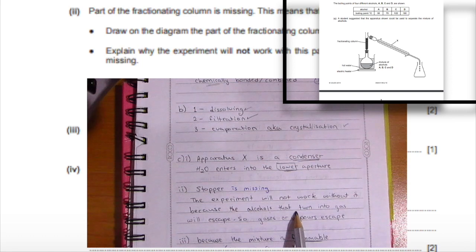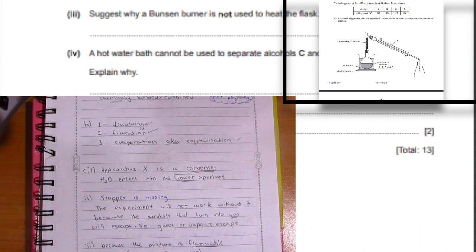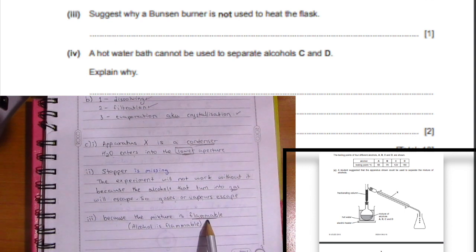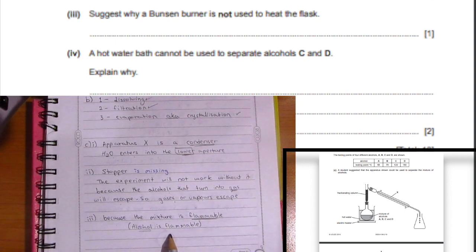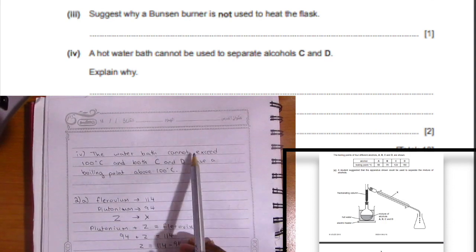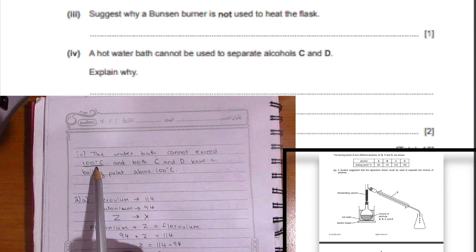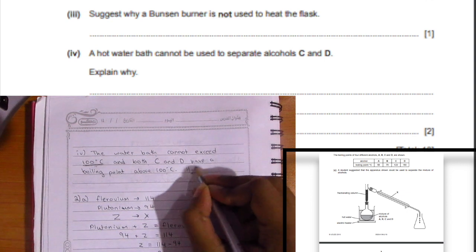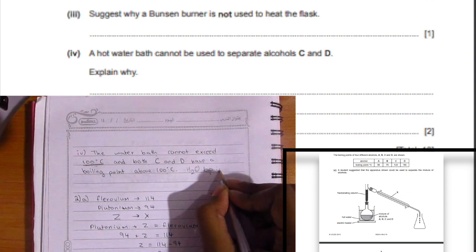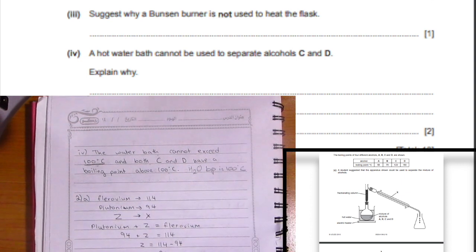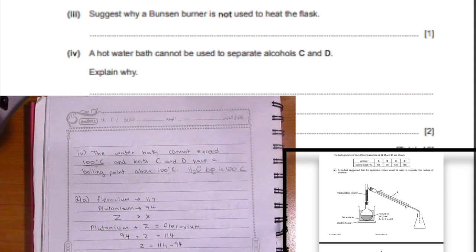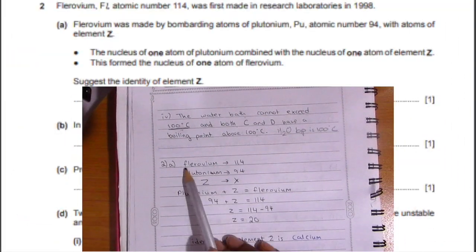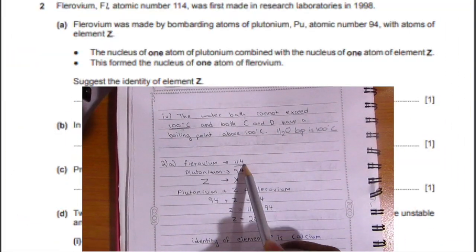And then the experiment will just not work without it because the alcohol that ends up turning into gas will escape, and well, we kind of need it, so that is the reason. Now part II, the Bunsen burner is not used here because alcohol is flammable and you do not want some sort of accident. Now for part IV, a hot water bath cannot be used to separate alcohol C and D. That is because the maximum temperature the water bath can reach is 100 degrees Celsius, and C and D both have a boiling point above that, and so that means they cannot be separated. And yes, the boiling point of water is 100 degrees Celsius.